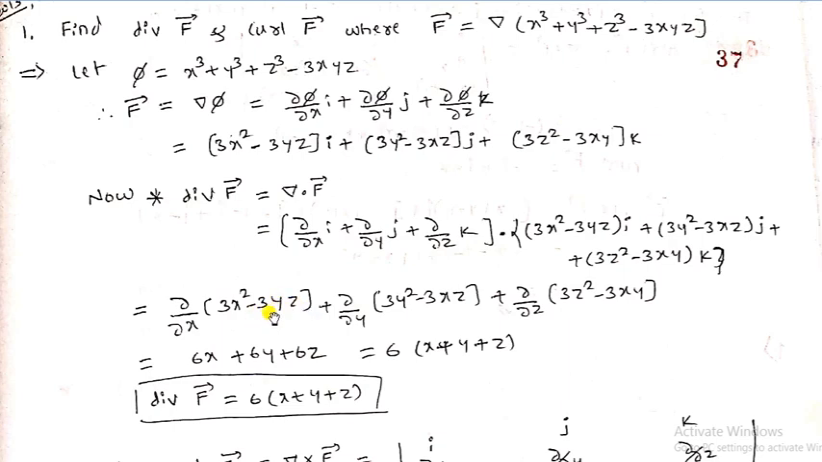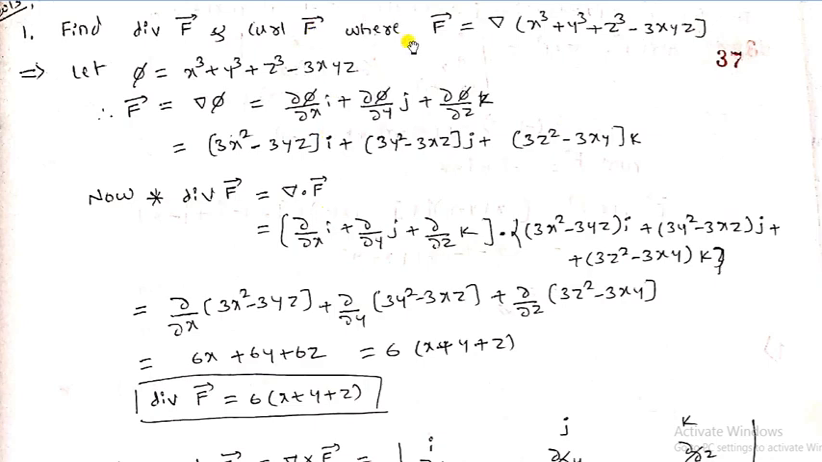After differentiating with respect to x, we get 6x, and minus 3yz becomes 0 because it does not contain any x term. With respect to y, the differentiation is 6y minus 0, and with respect to z, 6z minus 0. So 6x plus 6y plus 6z is equal to 6 into bracket x plus y plus z, which gives the divergence of vector f here.